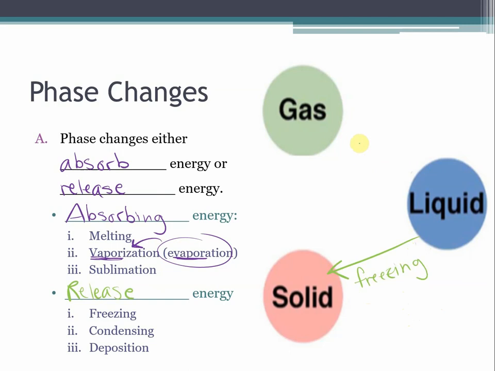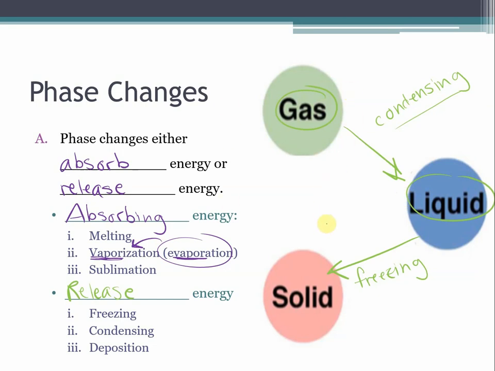Another example would be from a gas to a liquid. You might have seen this happening if you've ever had a cold glass of water, of some ice water on a really hot day, and the outside of that glass starts to get wet. It gets covered in water, and that's not water leaking through the glass. It's water vapor from the air condensing on the side of your cold glass because it's getting rid of some energy, and now it can condense onto the glass.